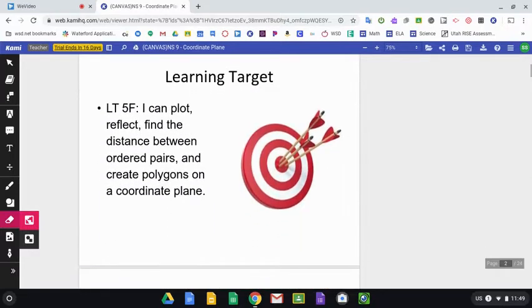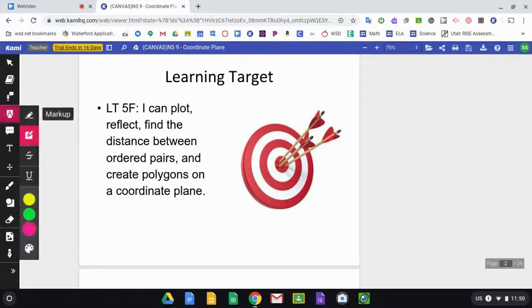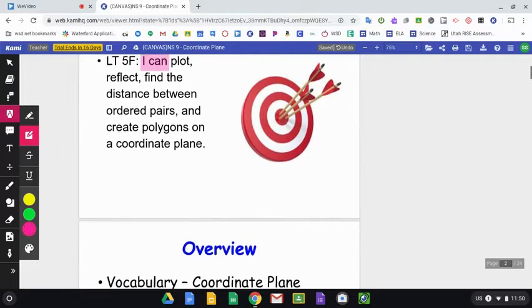Here we have our lesson objective. Will you read this with me? Starting at the word I can. Ready? Go. I can plot, reflect, find the distance between ordered pairs, and create polygons on a coordinate plane. All right, so let's jump in.